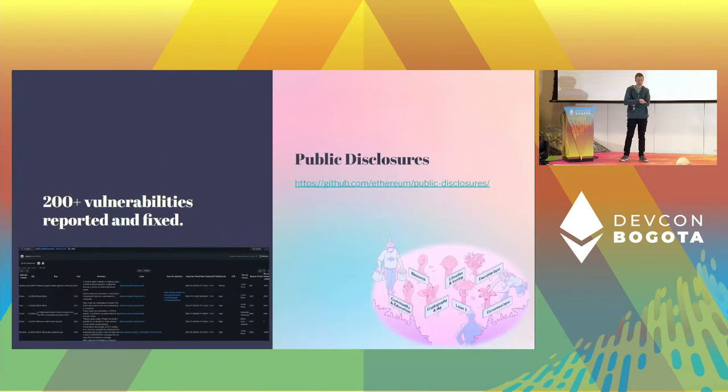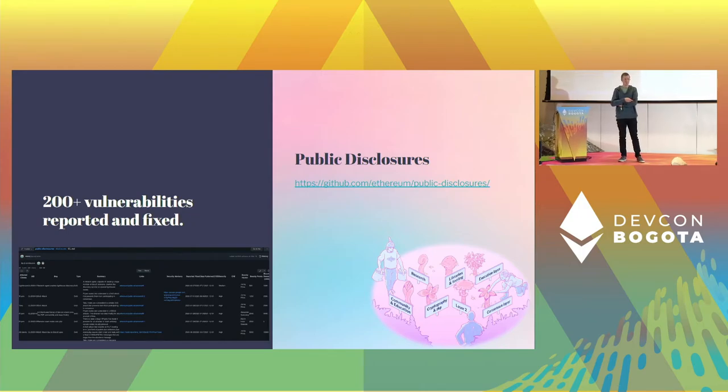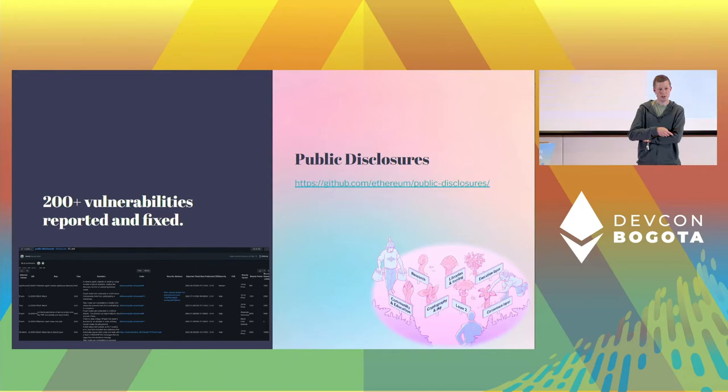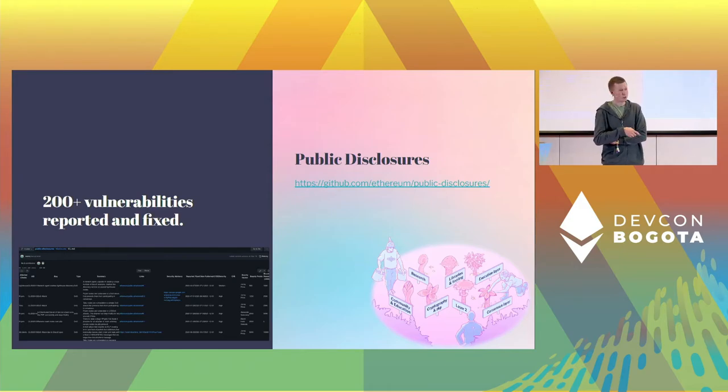So in the course of the bug bounty program, we've received about 200+ vulnerabilities that were actual vulnerabilities. Counting the spam and non-vulnerabilities, probably 2,000 reports. But it's about 200+ actual vulnerabilities. And you can find these vulnerabilities in a public disclosure repo that we have on GitHub, if you're interested in digging in a bit in what vulnerabilities we've seen.